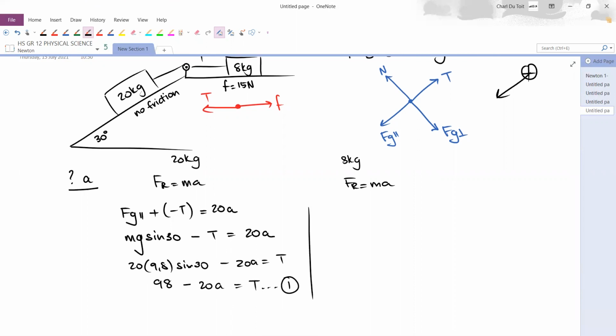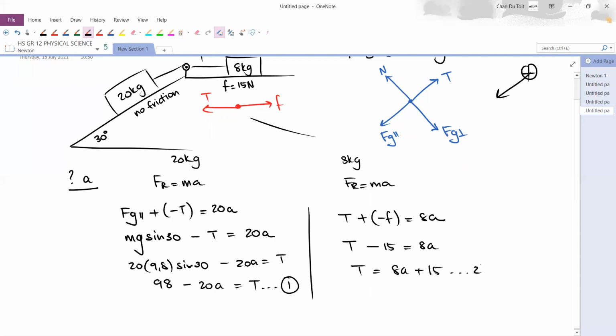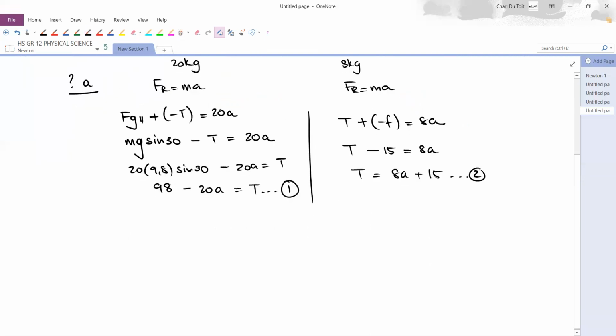Second formula is the red drawing. And the tension in the rope is positive, while my friction component is negative, and that equals 8A. So tension minus 15 equals 8a. The tension in a rope is 8a plus 15. And that's my second equation. Now I'm just going to make those two equal. 98 minus 20a is the same as 8a plus 15.